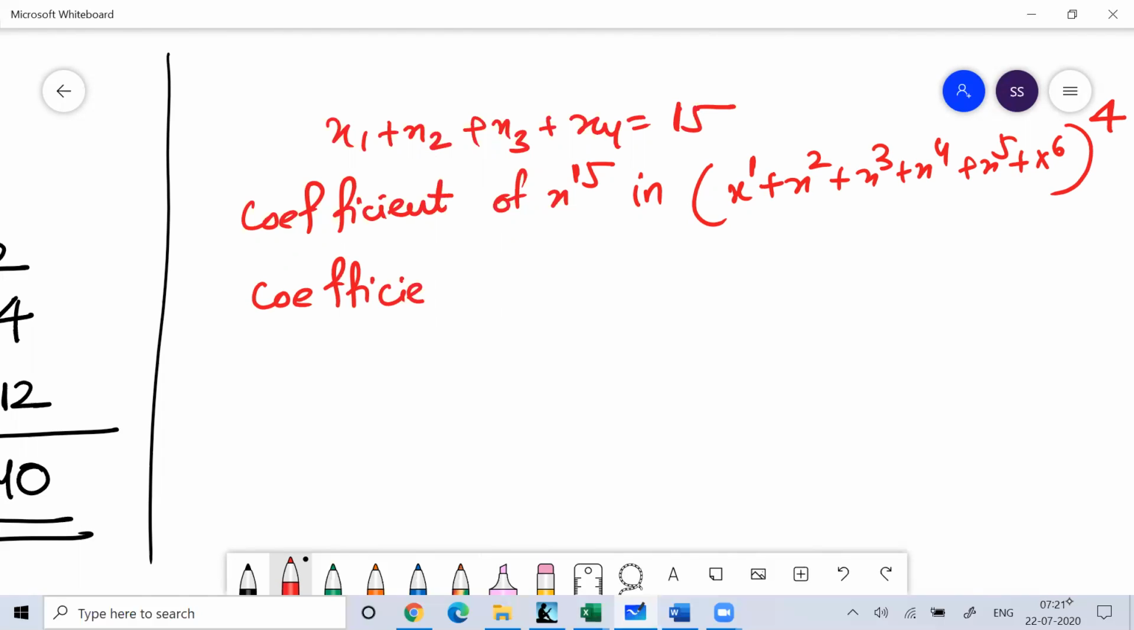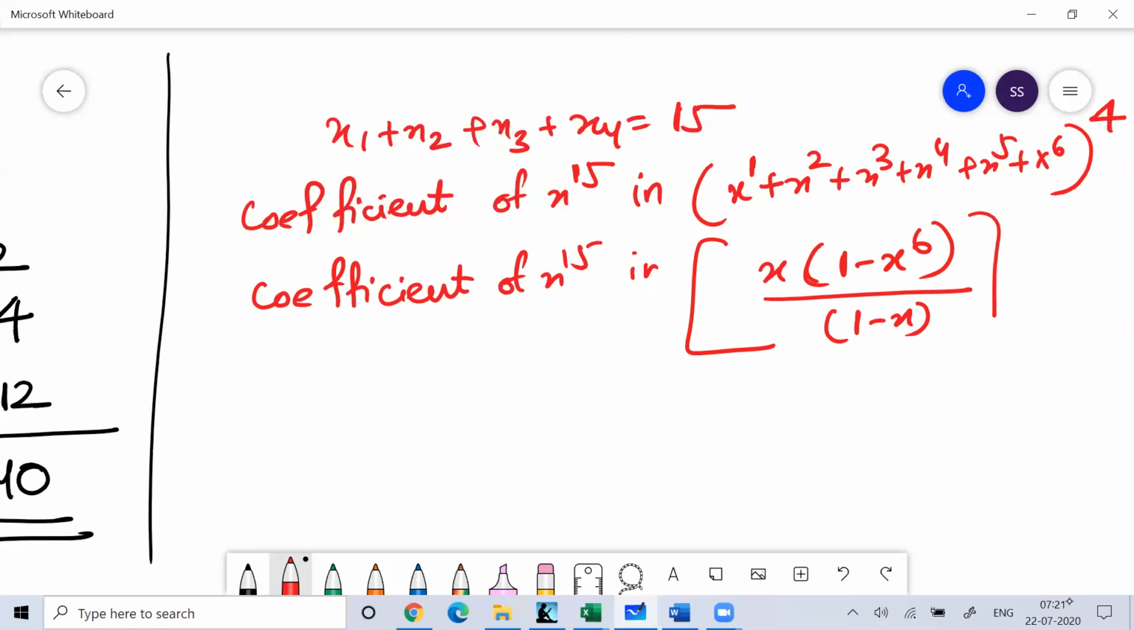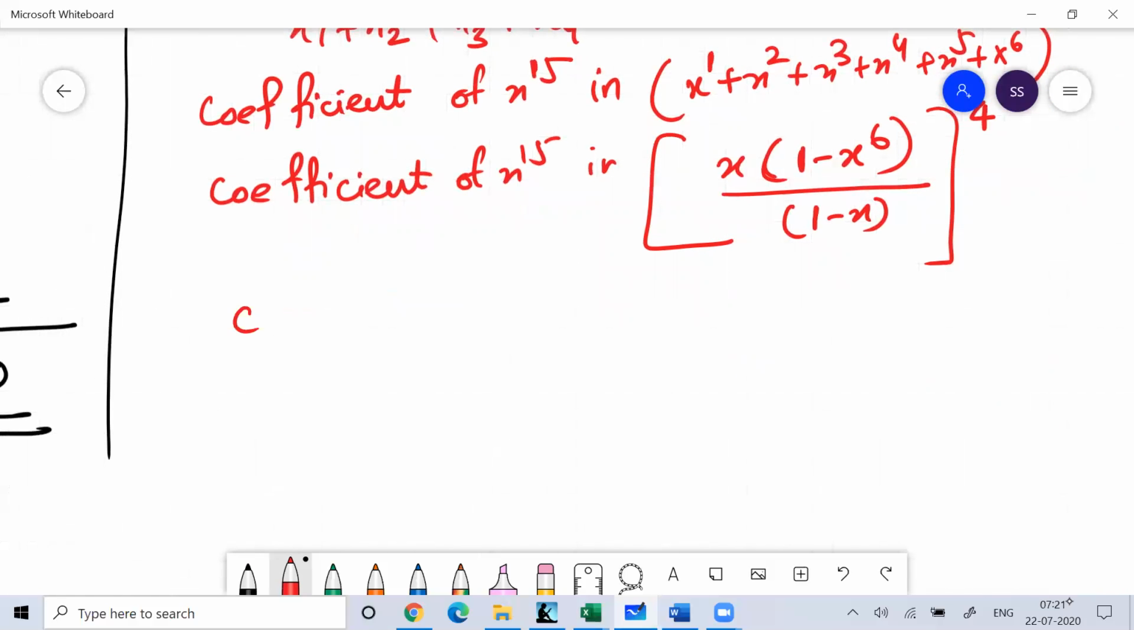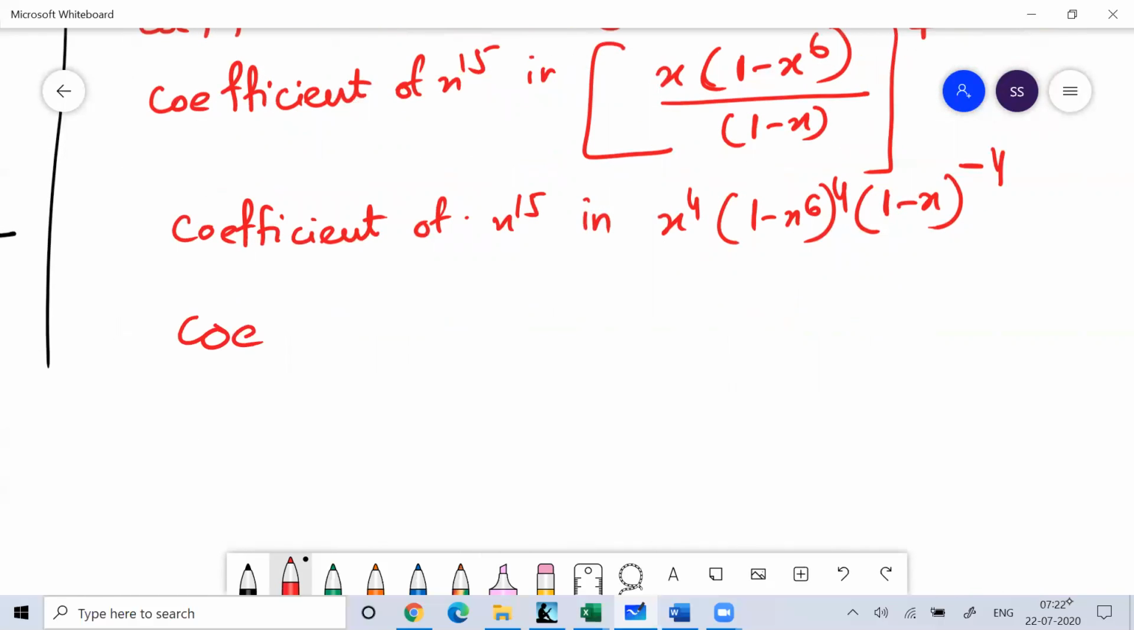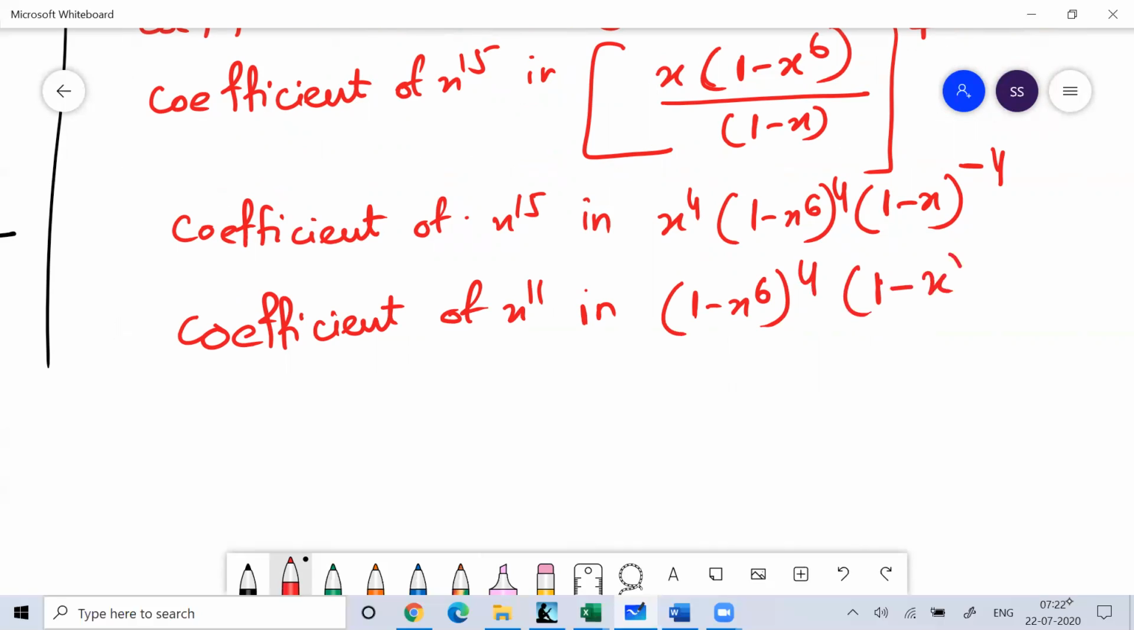To search the coefficient of x to the power 15, if you write in GP, this would be x into 1 minus x to the power 6 by 1 minus x, to the power 4. This is a into 1 minus r to the power n divided by 1 minus r. So you can write this as the coefficient of x to the power 15 in x to the power 4, 1 minus x to the power 6 to the power 4, 1 minus x to the power minus 4. So already you got x to the power 4. Now you need to search for the coefficient of x to the power 11 in 1 minus x to the power 6 to the power 4 in 1 minus x to the power minus 4.